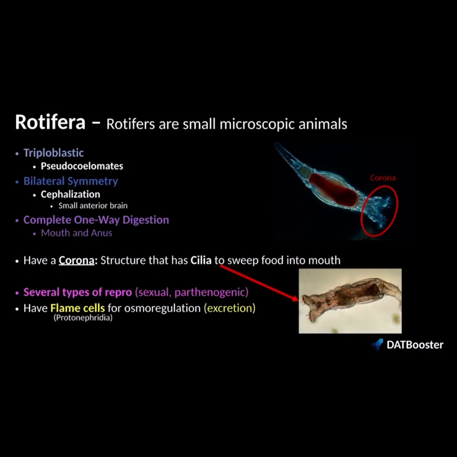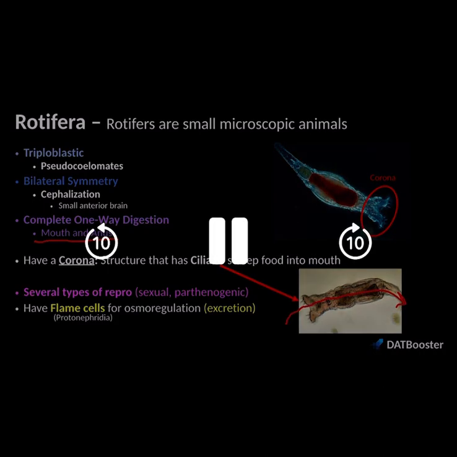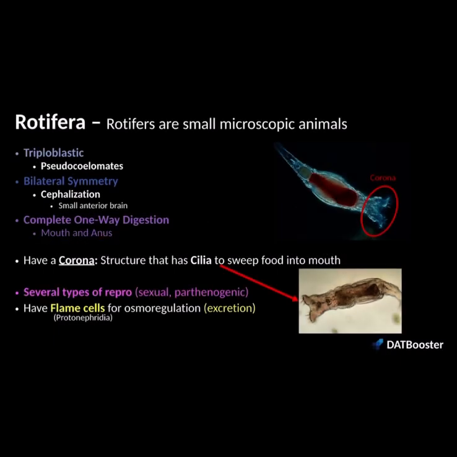They also have a complete one-way digestive tract, so they have both a mouth and an anus. Food goes one way from the mouth to the anus. They also have a specialized structure for their mouths called a corona. It has ciliated cells on it that help sweep food into their oral cavity. Like all the other phyla, they have several types of reproduction, from sexual methods to asexual methods like parthenogenesis. Then the last thing about rotifers is their excretory system. They have flame cells. Now flame cells together, what are they called? A bundle of them is called a protonephridium. So remember, flame cells, protonephridium, same thing. We're dealing with osmoregulation.